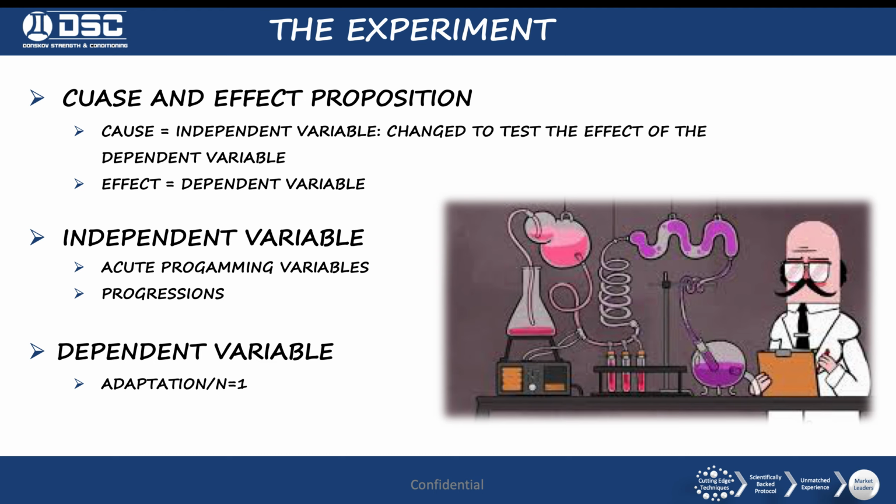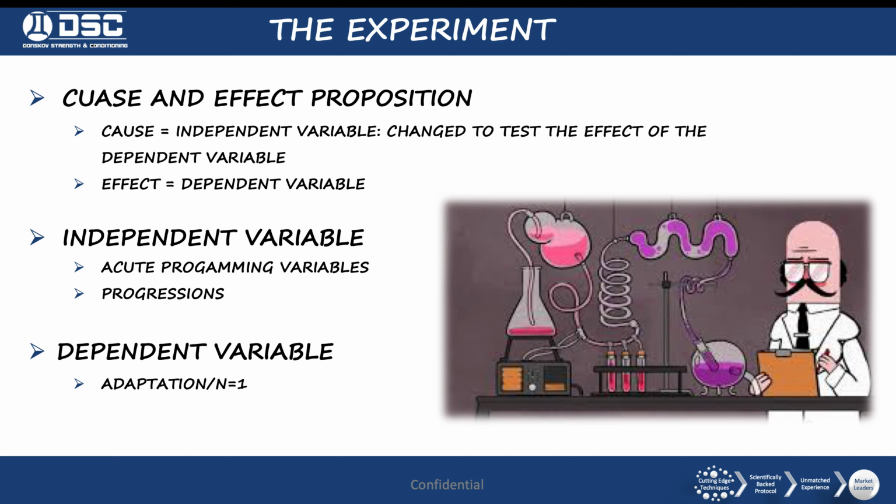Here it's the acute programming variables. When I think of acute programming variables for coaching, I think of what we manage and measure on the floor for program design. So exercise selection, rest, the number of sets and the intensity that we used. These are all our independent variables. And how do we progress those independent variables? We can do it one of three ways.